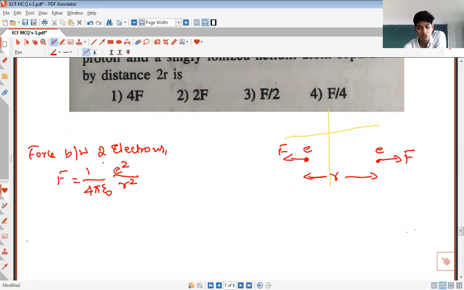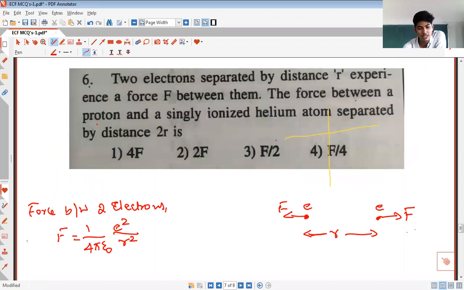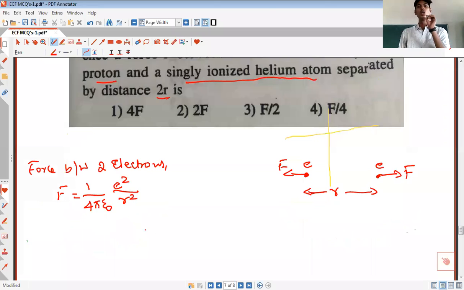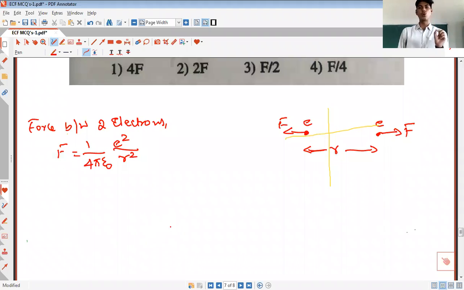Next, see what they are asking: the force between a proton and a singly ionized helium atom separated by a distance of 2r. The force between two electrons separated by distance r is given to us. It is said that the force between two electrons separated by distance r is F. Now the equation: F is equal to 1 by 4 pi epsilon naught e square by r square. Now we are asked to find the force between a proton and a singly ionized helium atom if they are separated by a distance of 2r.